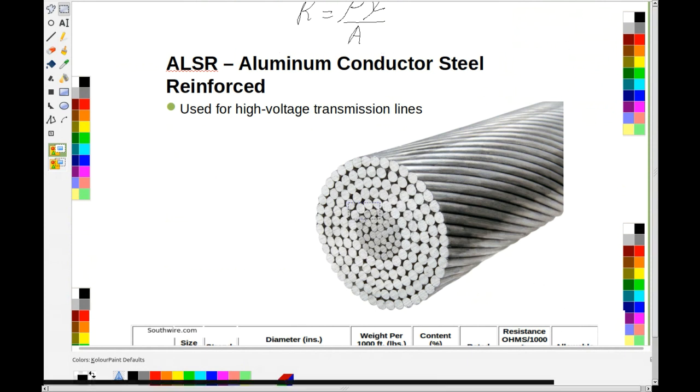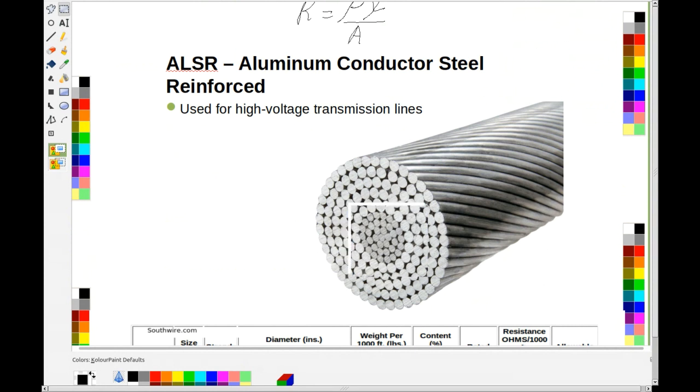Okay. And so if you look at this here, you can see in the inside here how it's maybe just slightly darker. That is the steel. Okay. So the steel is in the center, and then they put aluminum on the outer edge. Okay. And steel is just there for strength.